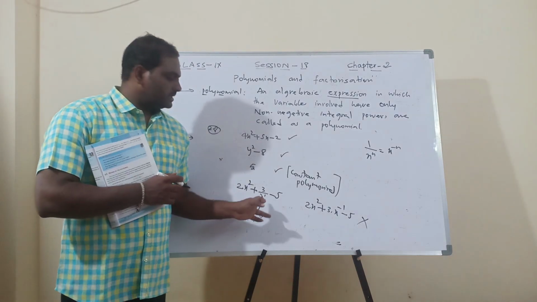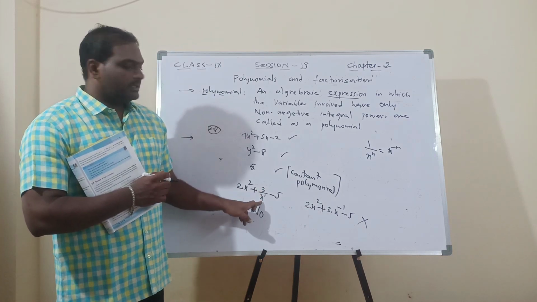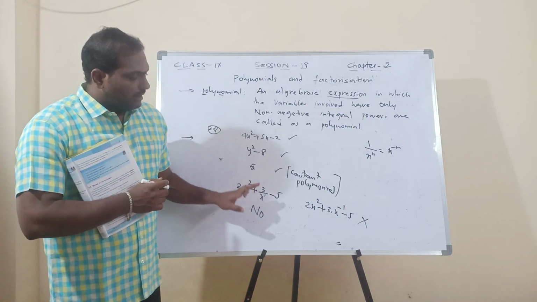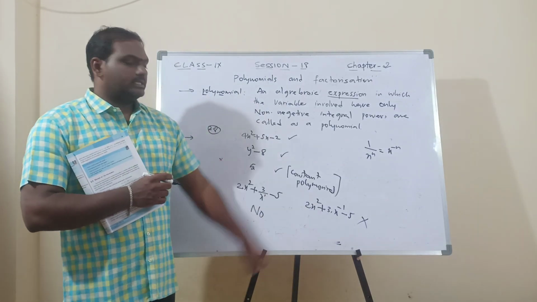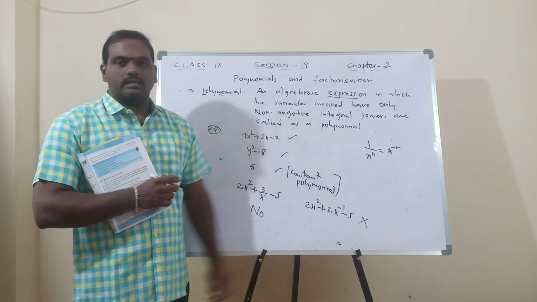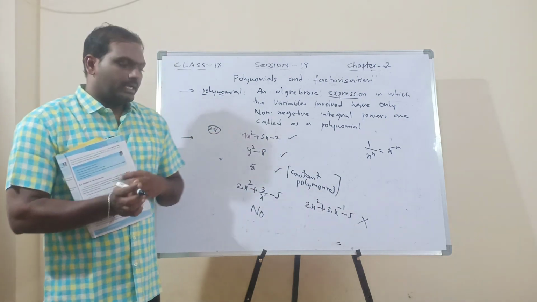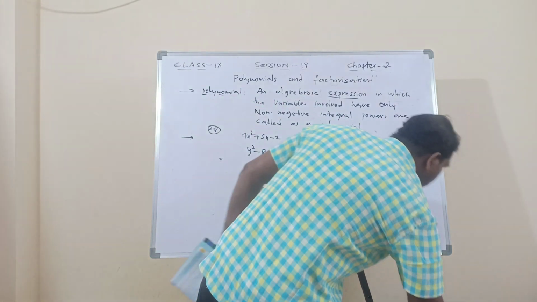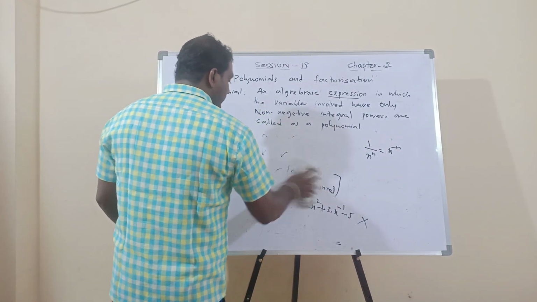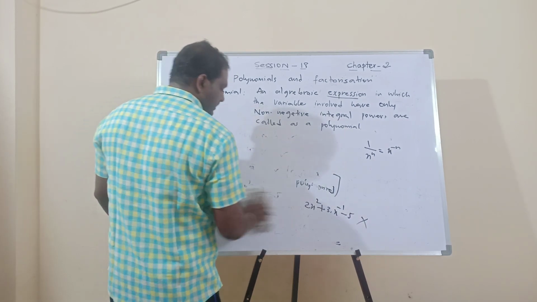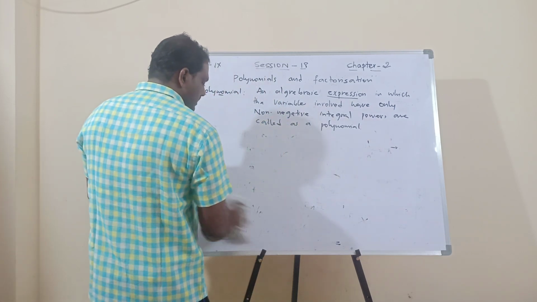So what is the reason for this? It is not a polynomial. We may tell in two ways. The first way is the variable is in the denominator, and what is the one more reason? x power minus 1. So one of its powers is minus 1. It should be non-negative, that means positive, but here it is negative, that's why it is not a polynomial. Got it? Next, one more question. Already I informed, if it is a polynomial it's okay. If it is not a polynomial, we have to mention the reason why it is not a polynomial. Okay? Next question.